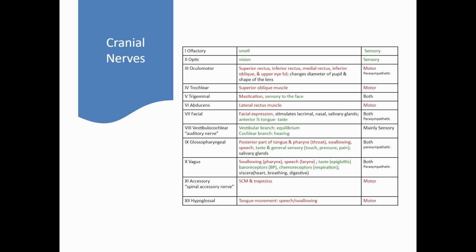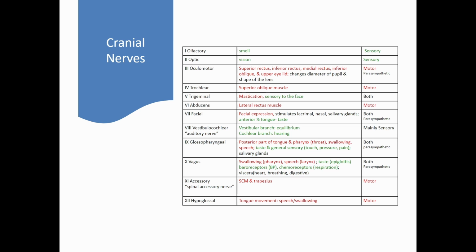Trigeminal is for chewing, but also some sensory information that comes from the face. Facial is probably the easiest cranial nerve to remember because it allows for facial expression and also for stimulation of different glands, like that in your nasal cavity, your tear duct or lacrimal gland, and salivary glands. And it allows for anterior taste buds to work.